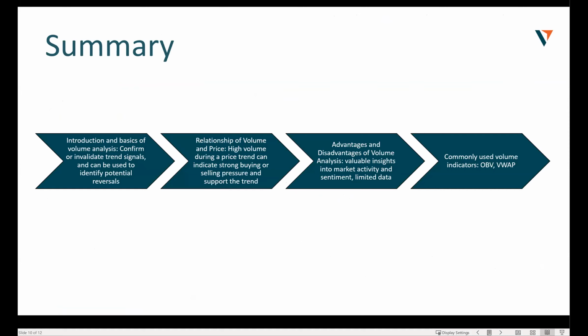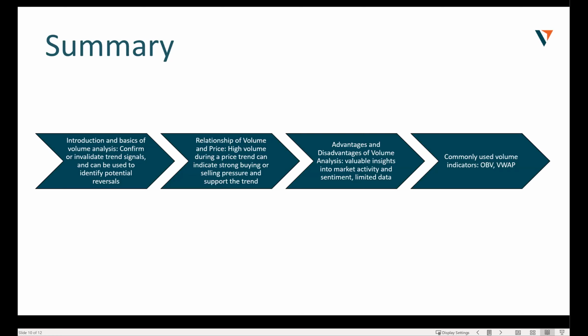So first, we covered the basics of volume analysis. In general, volume can be useful to validate trend signals as well as for confirmation, especially on breakouts. So ideally, we want to see a breakout accompanied with higher volume. It can also be used to identify potential reversals, especially when price enters a key area. Potential reversals can come in the form of divergence, where there's a pickup in price with declining volume.